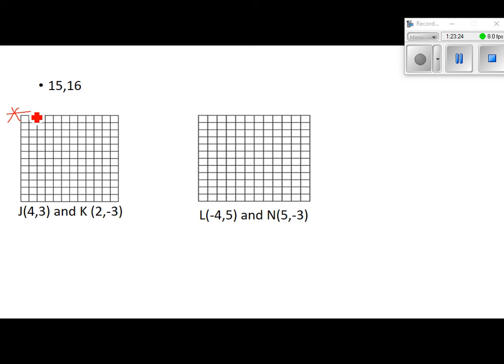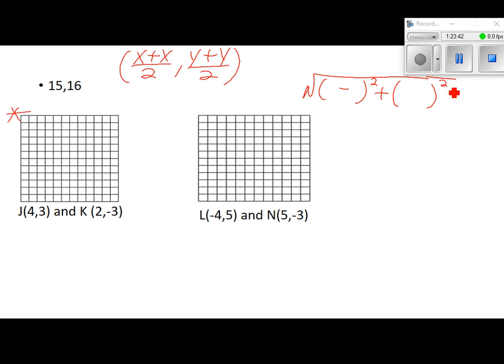All we really have to do is use the midpoint formula, which is adding the x's together, dividing by 2, adding the y's together, dividing by 2. That's going to give us the midpoint. And then the distance formula, which is the formula that looks like this: x minus x, y minus y. So we're just going to use those 2.